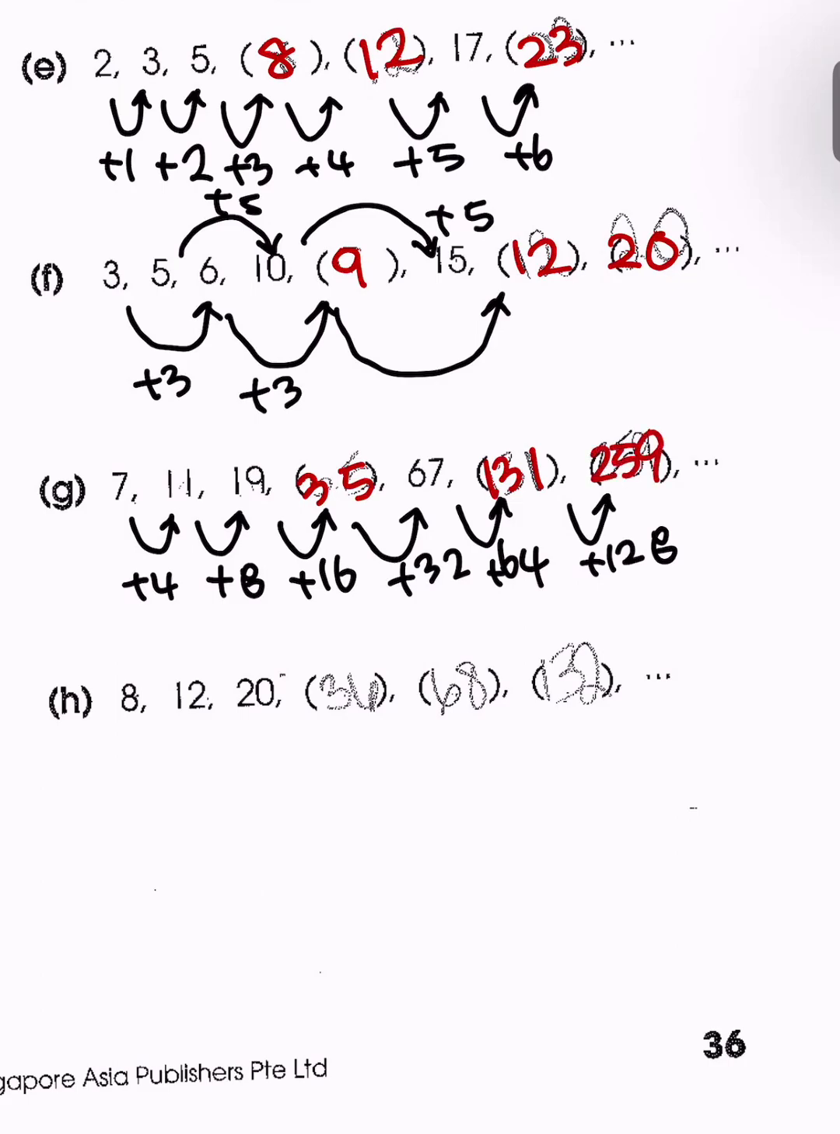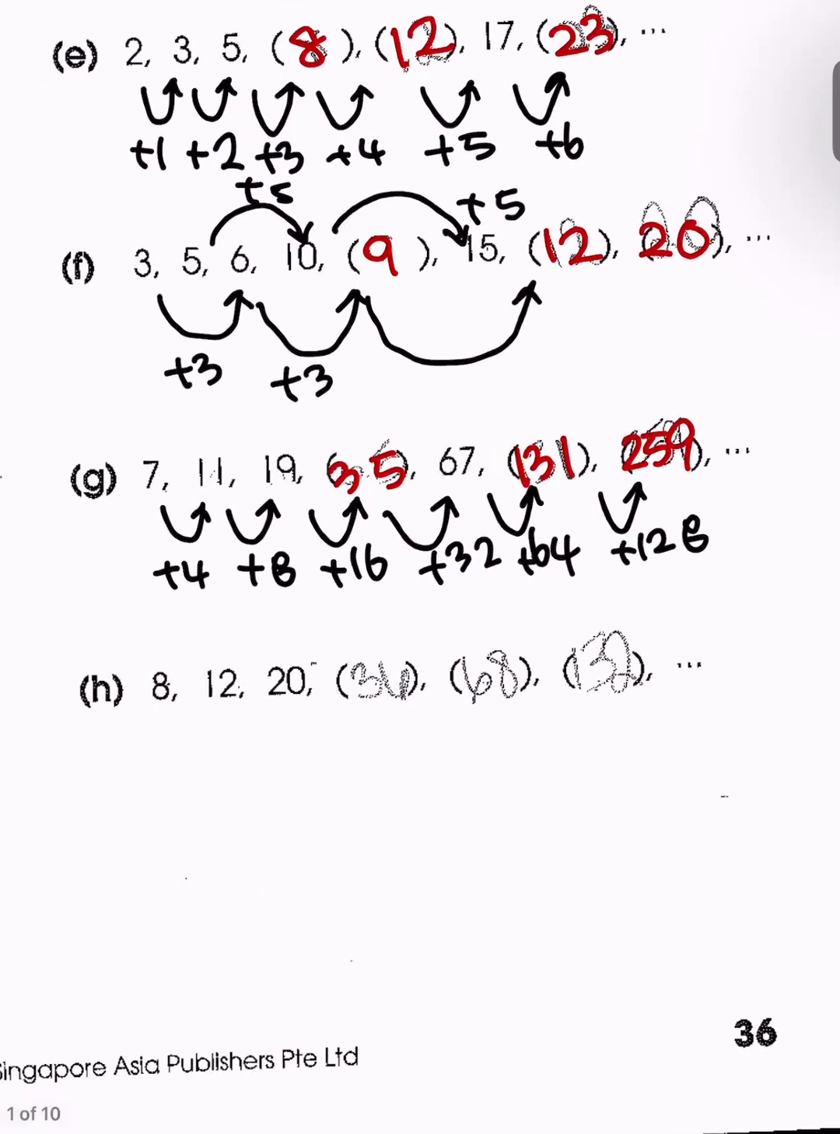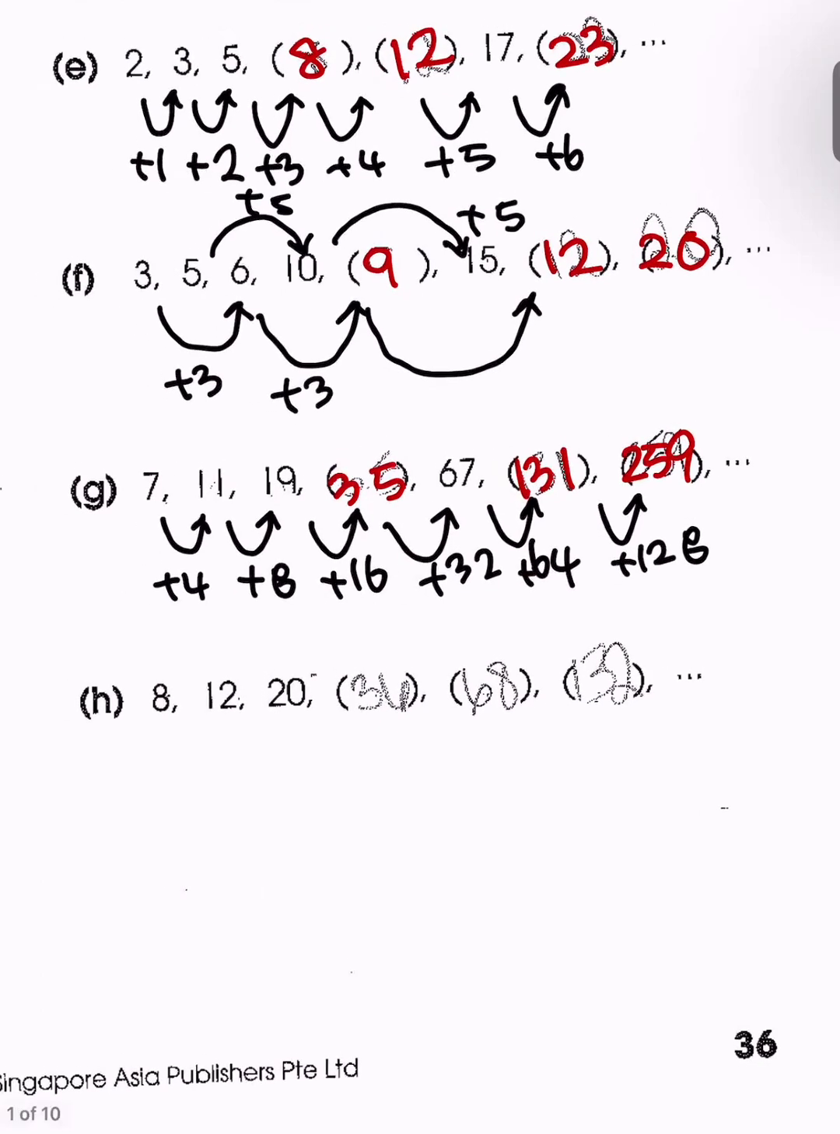Now let's take a look at problem H. So we have 8 to 12 and 12 to 20. So we add 4, then we add 8. So naturally we would add 12 since we're skip counting by 4s now. So that's going to give us 32. But if we only have this, we're not skip counting by 4s.